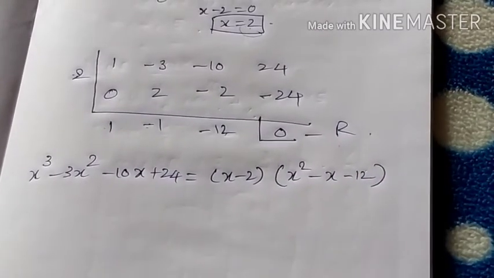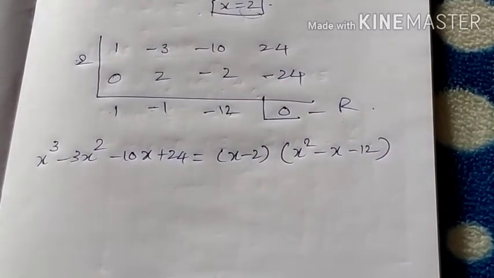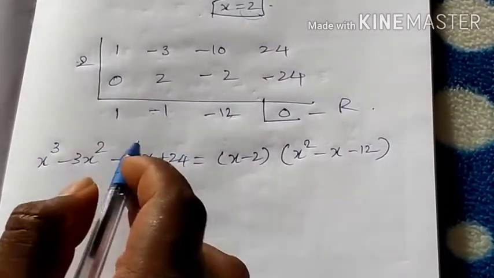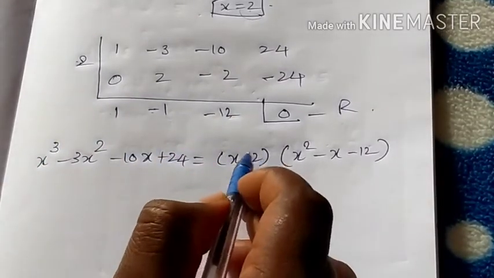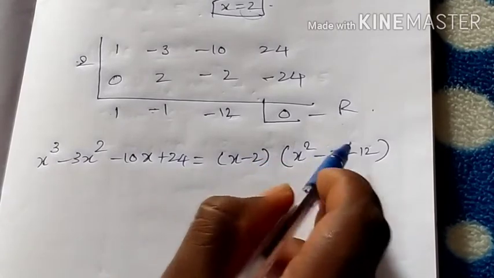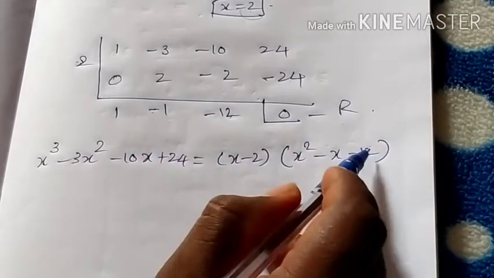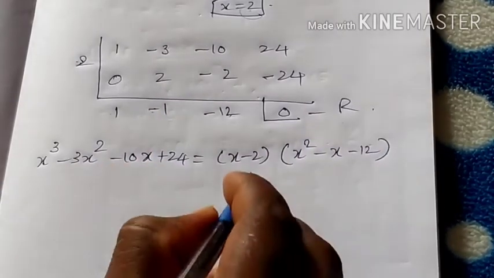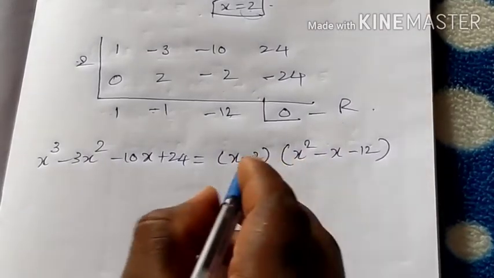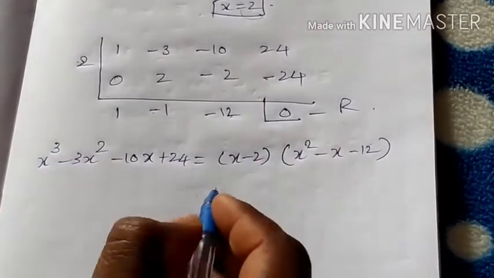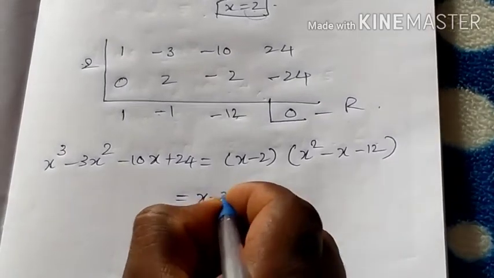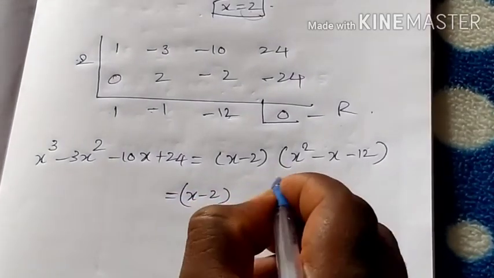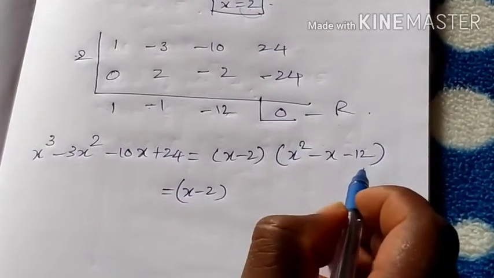Have you understood this step? This is the given polynomial. This is one of the factors of the polynomial. Then this is the quotient of the polynomial. We have to find the 3 factors, because it is a cubic polynomial. So x minus 2 into, here using factorization.